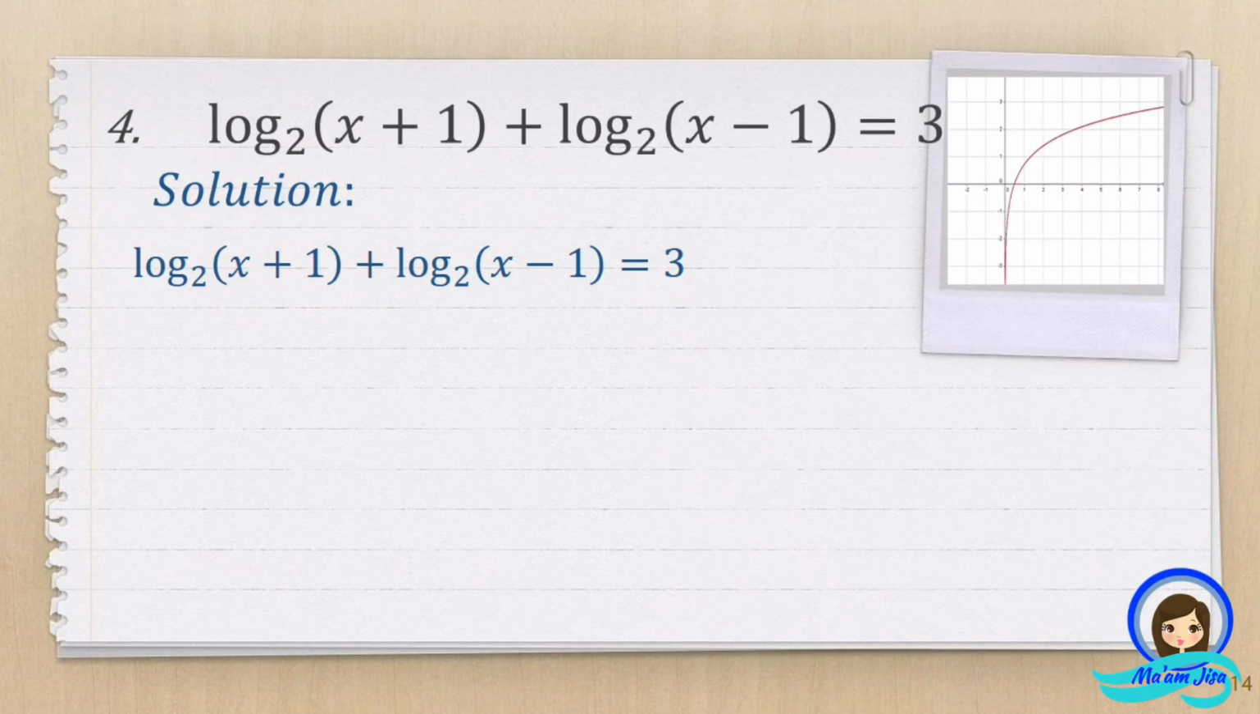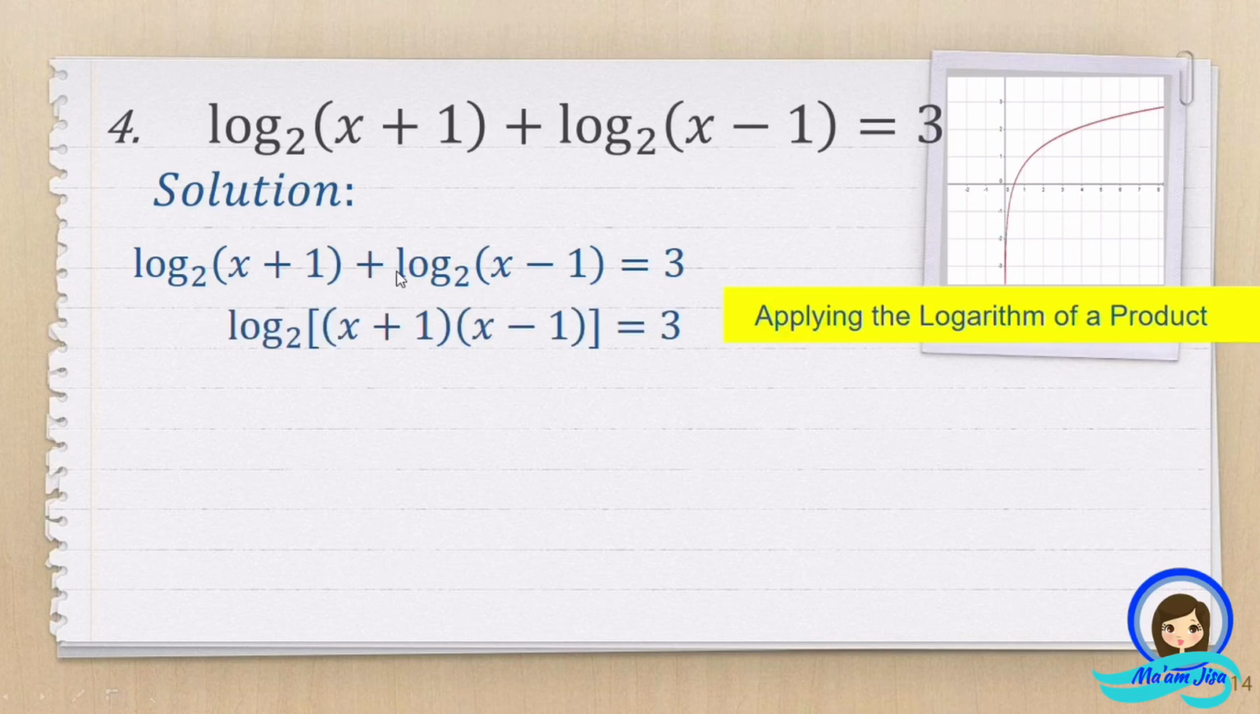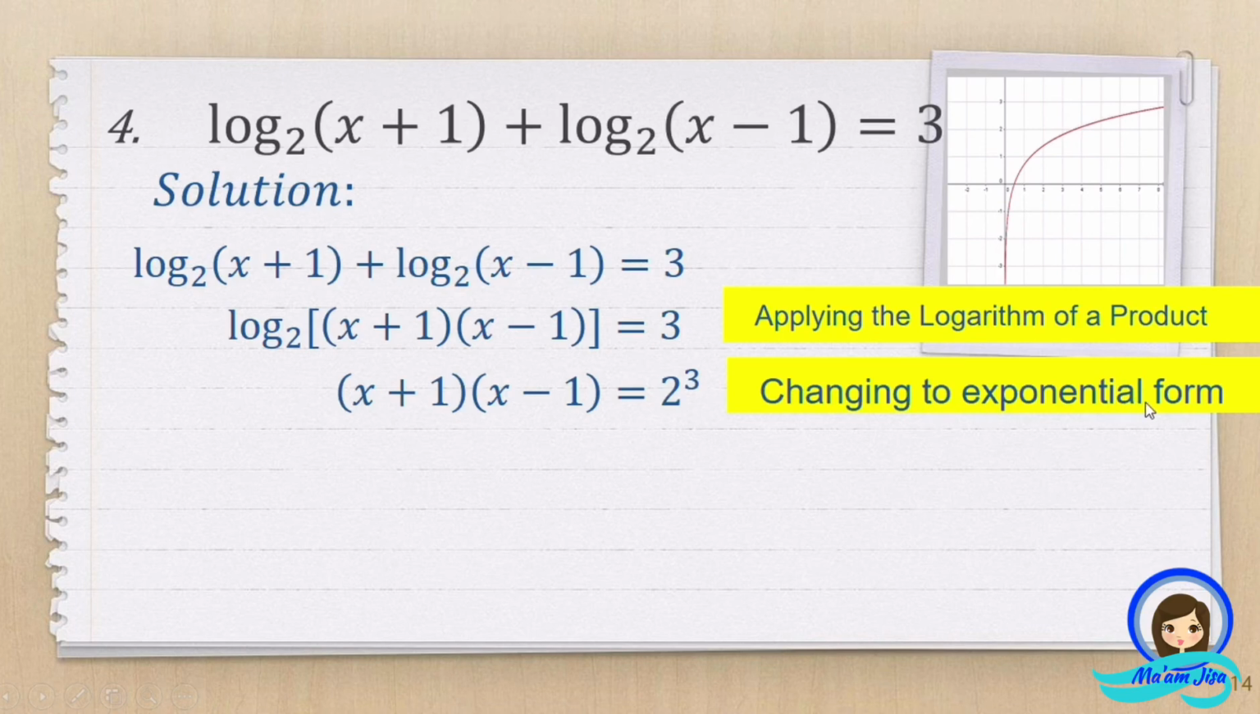Example number 4. Logarithm of quantity x plus 1 to the base 2 plus logarithm of quantity x minus 1 to the base 2 equals 3. Since this is addition, we can condense this expression by applying the logarithm of a product, so that would give us this line. Next, we change to exponential form. Our base is 2 and the logarithm is 3, therefore this is the exponent. So that gives us this line. Simplifying, we have 2 to the power of 3 is 8.